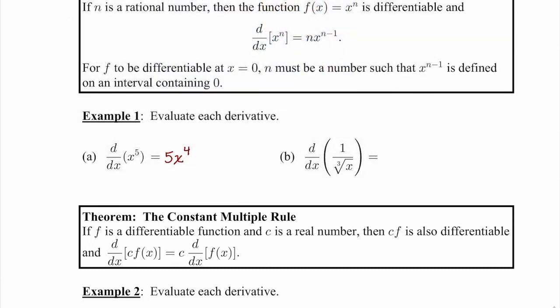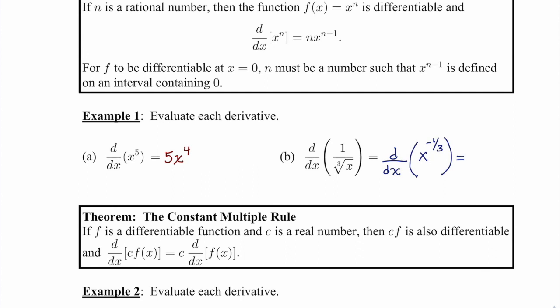Example 1b here looks like it might not exactly fit this pattern, but if we rewrite 1 over the cube root of x as x to the negative 1/3, then we can see, yes, this actually is that format x to the n where n is a rational number, so we can apply this power rule. Notice what I did was I rewrote the expression, but I did not yet take its derivative, so I still wrote the derivative of, and then I just rewrote what the function is whose derivative we're taking.